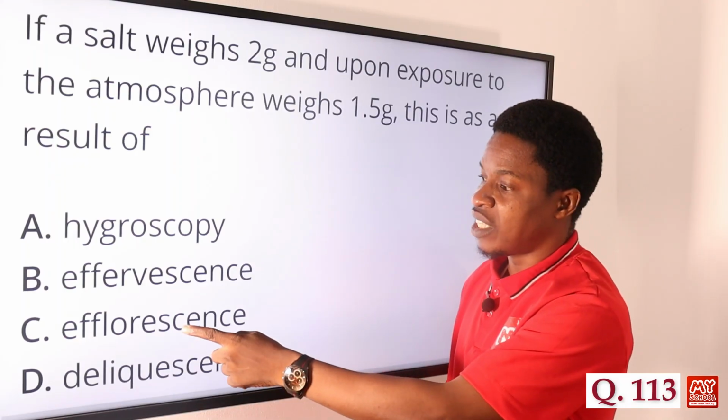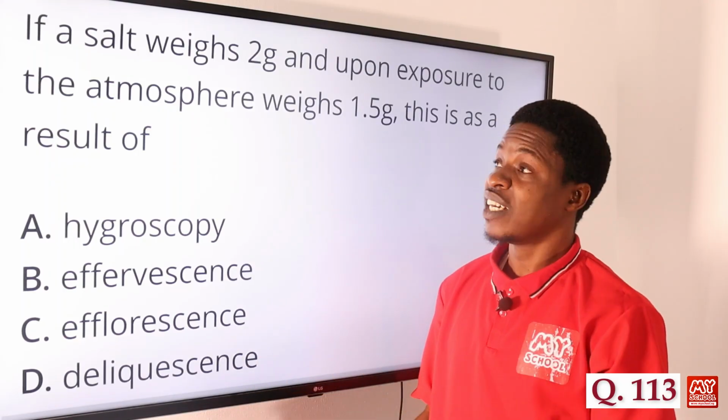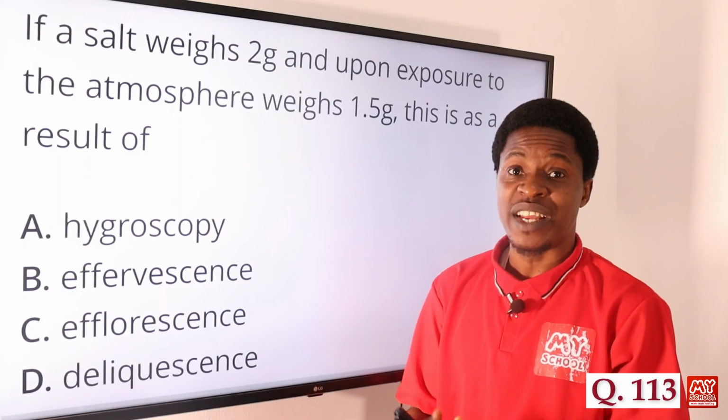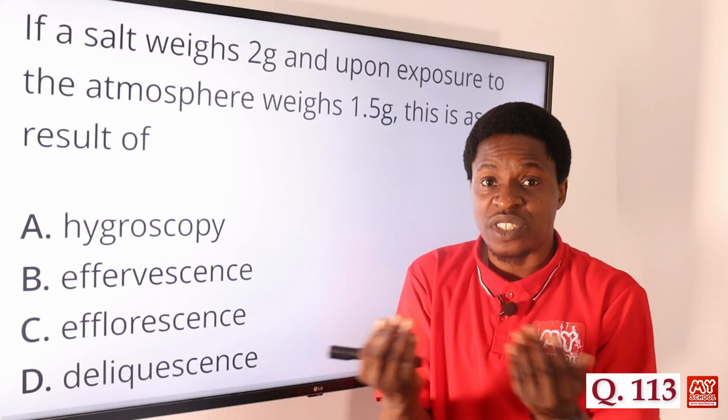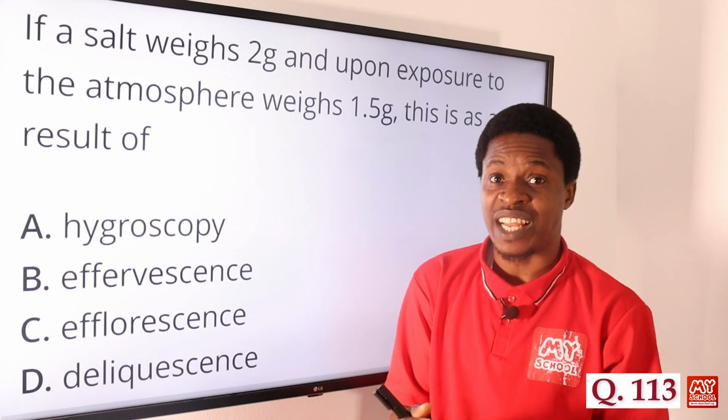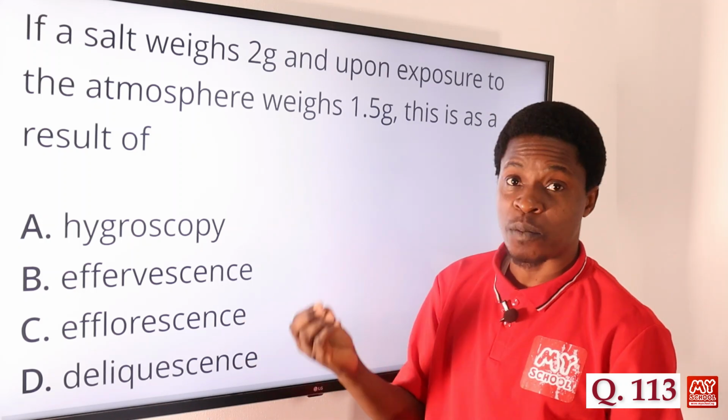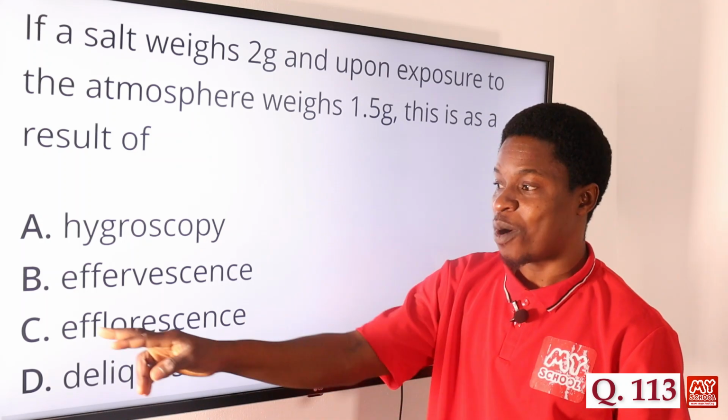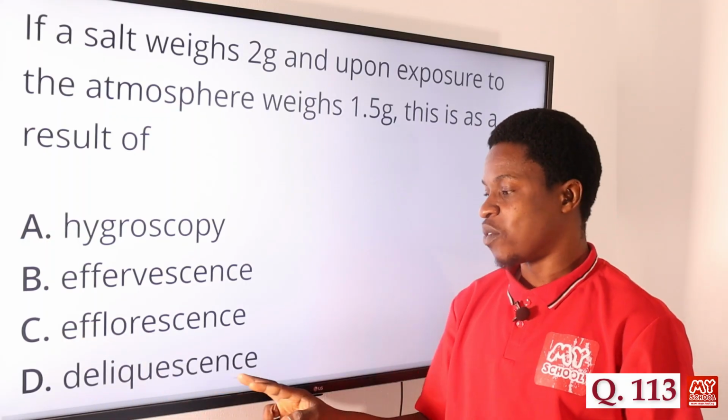Option C says efflorescence. Efflorescence is a phenomenon where a salt, when exposed to the atmosphere, loses its moisture content, or water of crystallization, and then the mass or weight reduces. So option C.